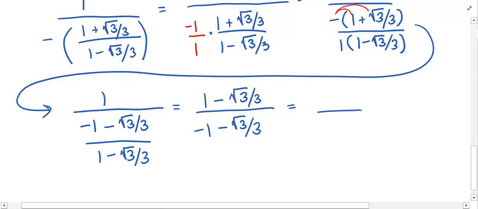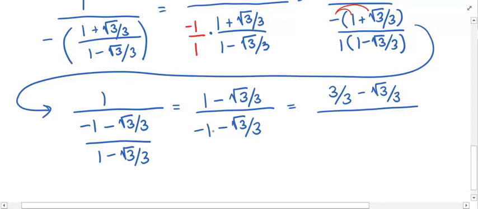Okay, and we're on our way to get there. It takes some work, unfortunately. Okay, so let's start with the top here. We've got 1 minus the square root of 3 over 3. And this second term is a fraction. We'd like the 1 to be a fraction over 3. So we're going to write it as 3 over 3 minus the square root of 3 over 3.